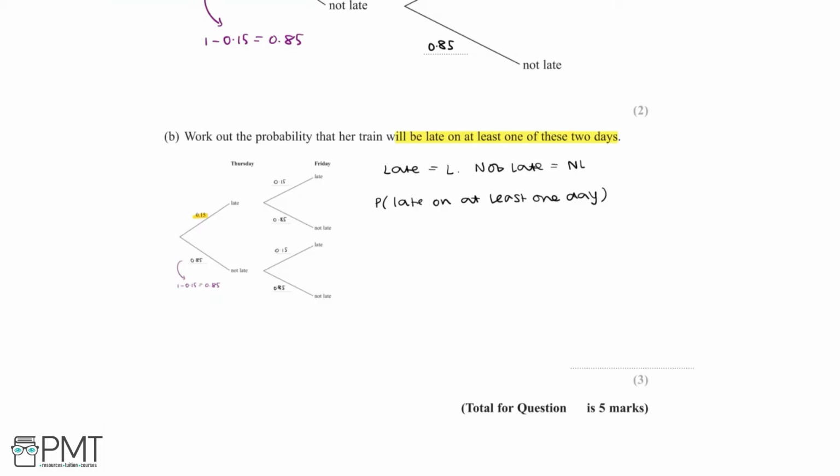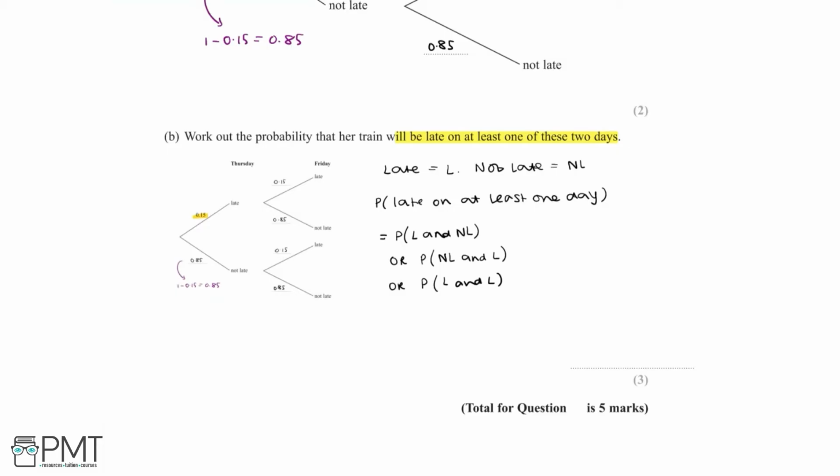The train could be late on Thursday, but not late on Friday. The train could be not late on Thursday, but late on Friday. Or the train could be late on both days. And so we need to consider the probabilities for all three events in order to find the probability that her train will be late on at least one of these 2 days. We can have the probability that the train is late and then not late, or not late and then late, or late and then late again. And so a general rule in probability is that when we see and, we multiply, and when we see or, we add.